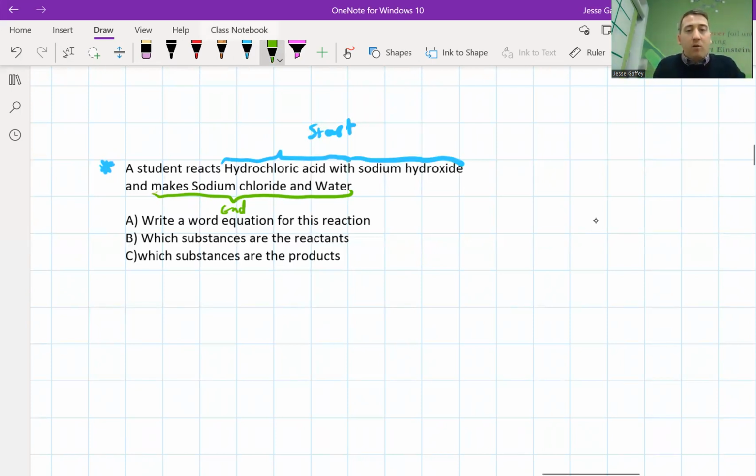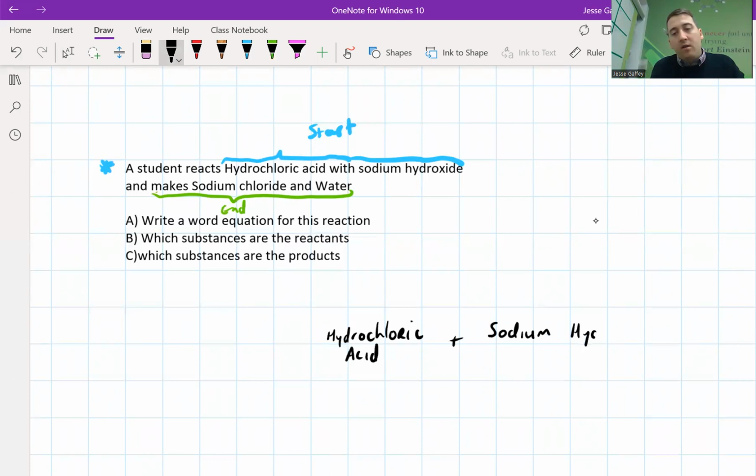Okay, so what we're going to do is write down what we start with. We should put this on the left. So hydrochloric acid plus sodium hydroxide.